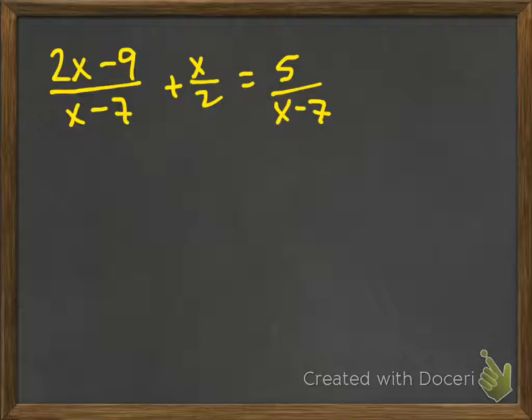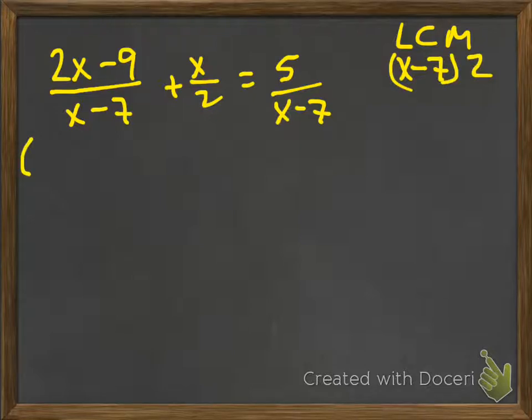Okay, so here's a really complicated example. I'm kidding, it's not that complicated. 2x minus 9 over x minus 7 plus x over 2 equals 5 over x minus 7. The first thing to do, and again, it helps if it's already factored out, which in this case it is, is to find the least common multiple, or least common number. What you're going to multiply by to get rid of those fractions. Well, I see there's an x minus 7 and a 2. So that's what I want to multiply by. I don't need to multiply by both x minus 7s, just one.